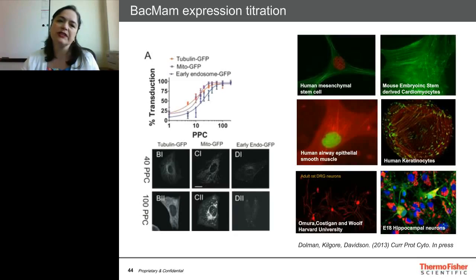And so what we're showing here is that you get a really nice high rate of transduction with different targeted GFP, tubulin, mitochondrial, and early endosome. And then on the right there, we're showing different traditionally difficult to transfect cell lines that show nice bright signals. You can even see hippocampal neurons.